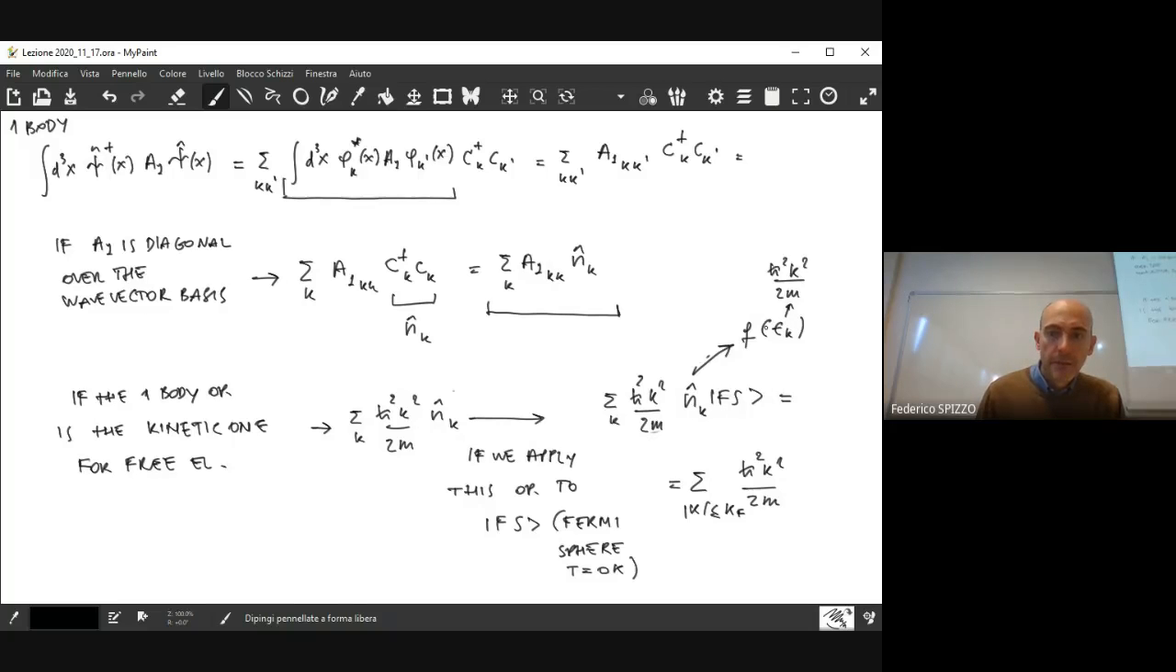Due to the shape of the Fermi-Dirac distribution at 0 Kelvin, that is just a step function that switches from 1 to 0 as soon as we cross the Fermi energy. So that reduces, by considering the expectation values, to the summation over k modulus smaller than or equal to kF of this term here. And this is the same integral we resolved when we considered the Sommerfeld model.